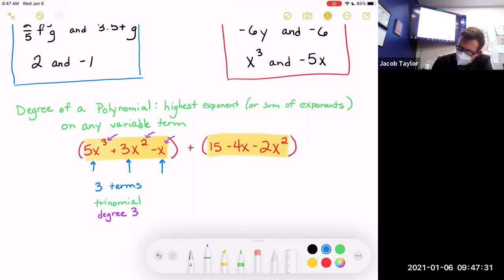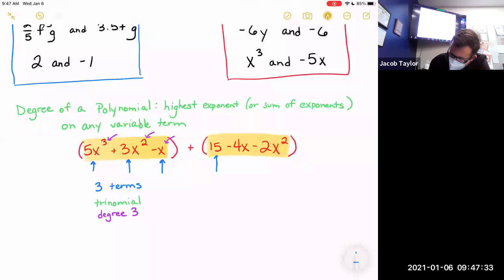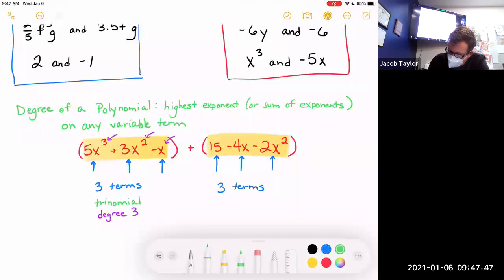Okay, next polynomial that we're adding. 15 is a term. Negative 4x is a term. Negative 2x squared is a term. How many terms I got? I got 3. Which means the name of this bad boy is trinomial.